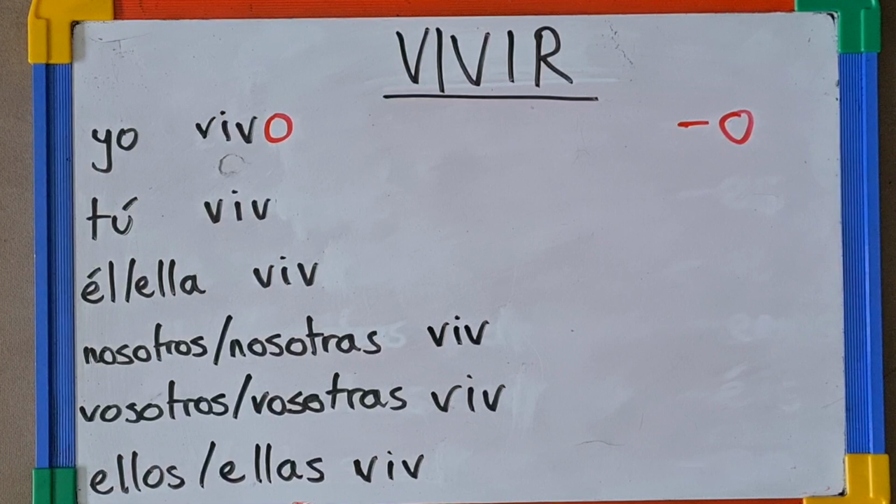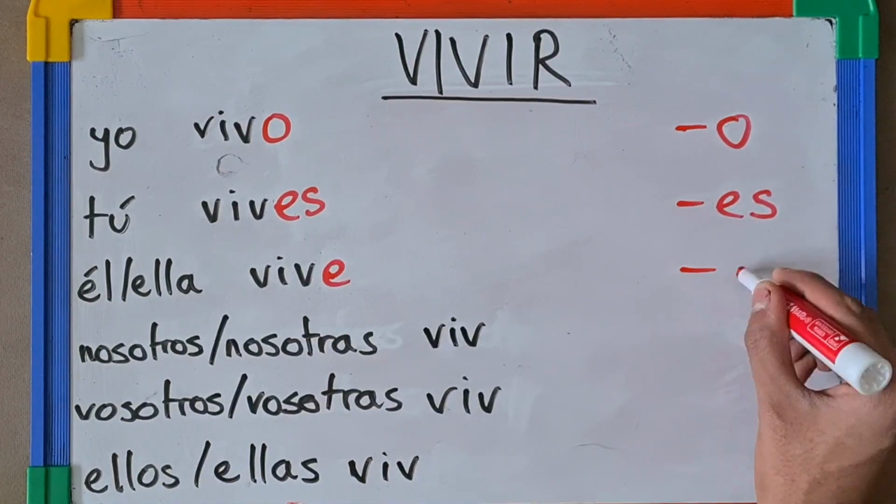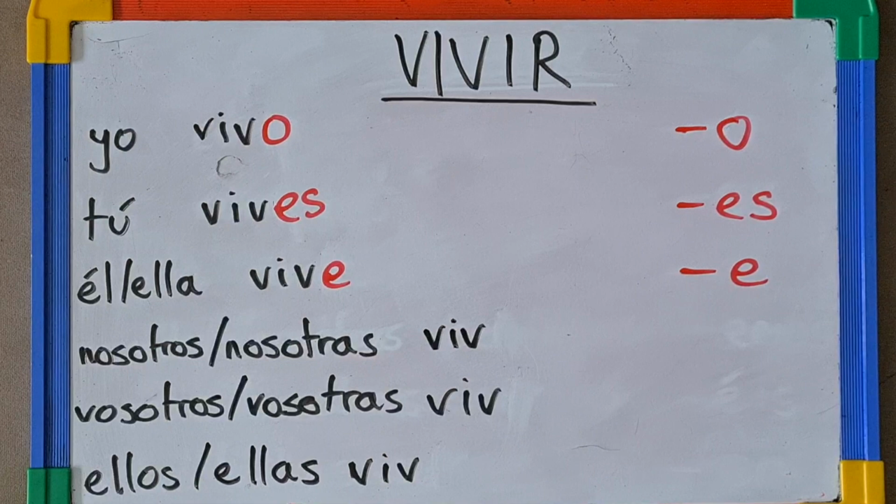Moving on to you live. This would be tú vives. Repeat after me. You live, tú vives. Let's now think about he or she lives. This is él or ella vive. Once again, he or she lives, él or ella vive.